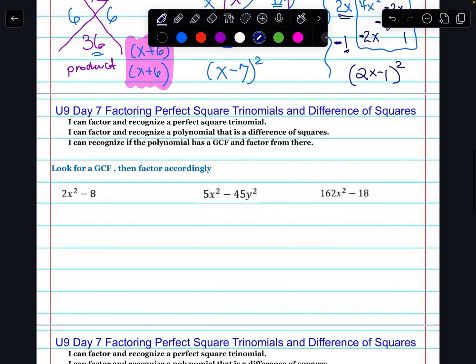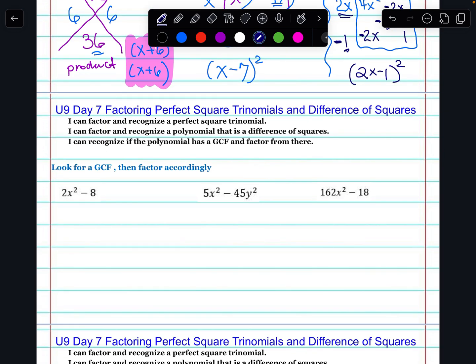The last thing, there's only a couple on here, is we can't forget GCF. And GCF is what we're going to look for on these. So you'll notice here, this is even and 8 is even. So the GCF in this first term is 2. That means I'm going to divide both terms by 2.